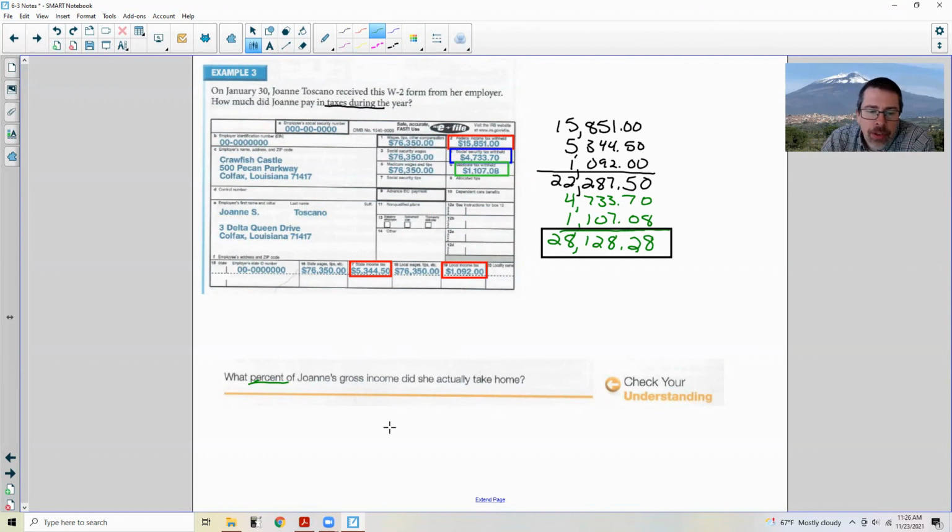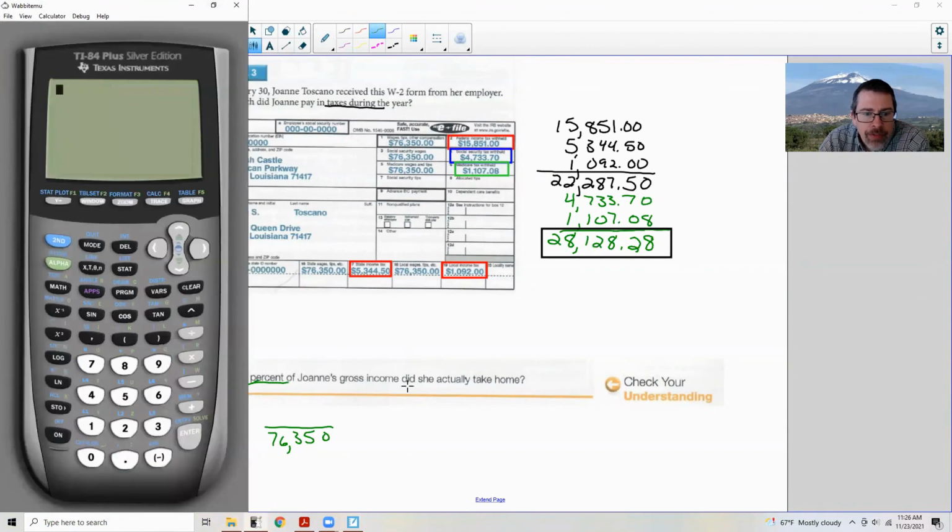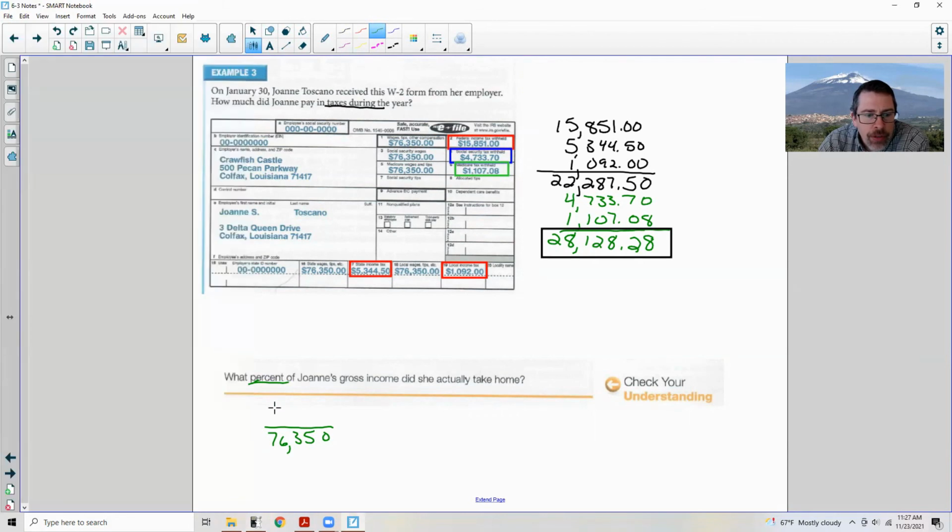So now there's two ways to look at this question. Are they talking about the 22,000 or the 28,000? So what percent of Joanne's gross income did she actually take home? So her gross is $76,350. That's the whole, and a percent is part over the whole. So if that was her total, she took home the difference. Let me get the calculator. You don't count the tax as that. It would be what percent of tax did she pay? If I put the tax up here, that's what we're going to calculate. But let's do it both ways. Let's do it with just federal, state, and local first. And I'm going to take $76,350 minus the taxes, which is $22,287.50. And that is going to be my numerator, $54,062.50.